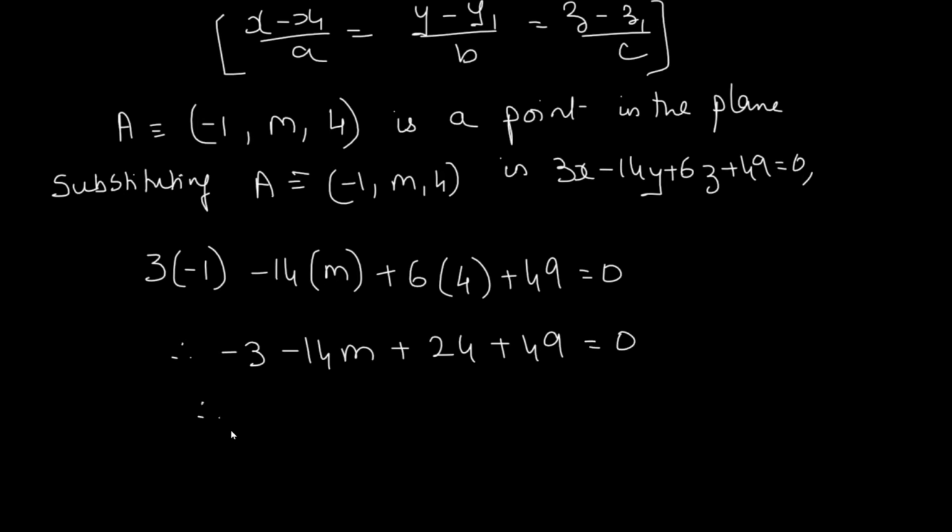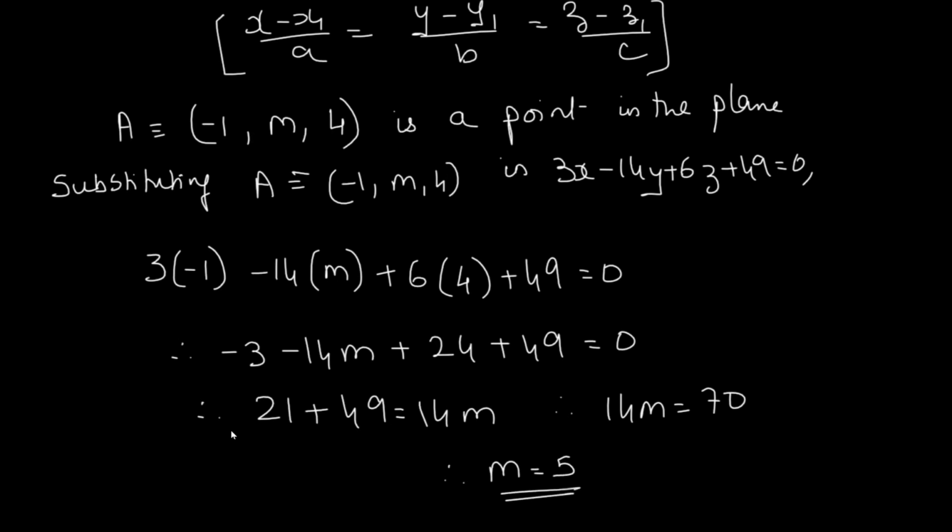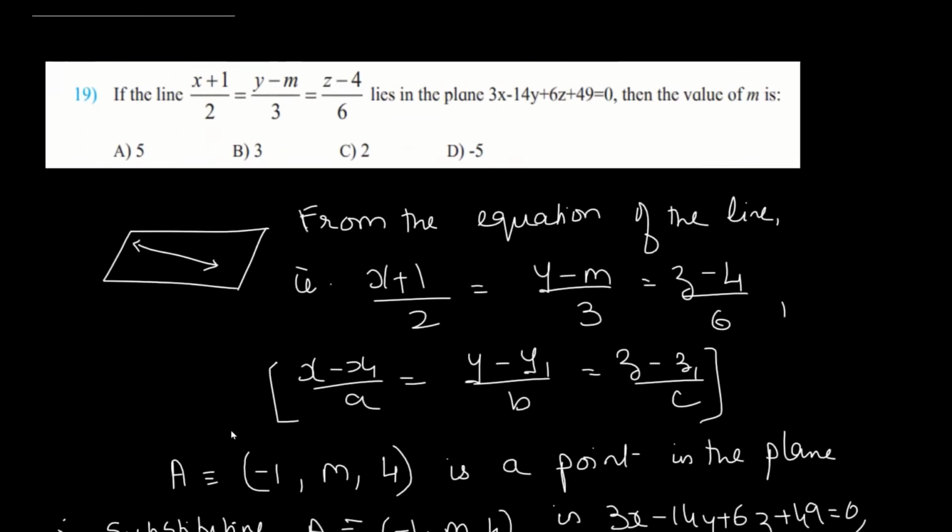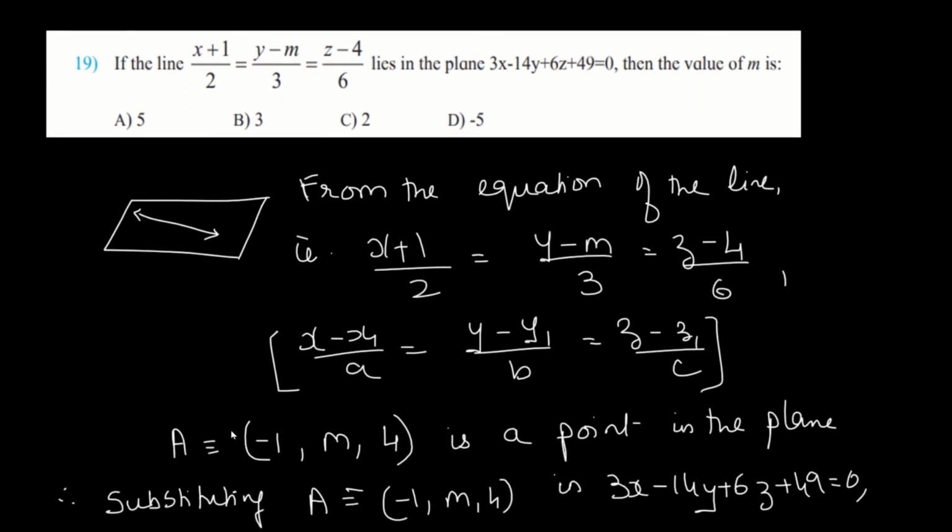And therefore, we have 21, that is 24 minus 3, 21 plus 49 is equal to 14m. And therefore, 14m is equal to 70. And therefore, we get the value of m as 5 in this case. So, the correct option for us, let us see. From over here, the correct option is A, that is 5.